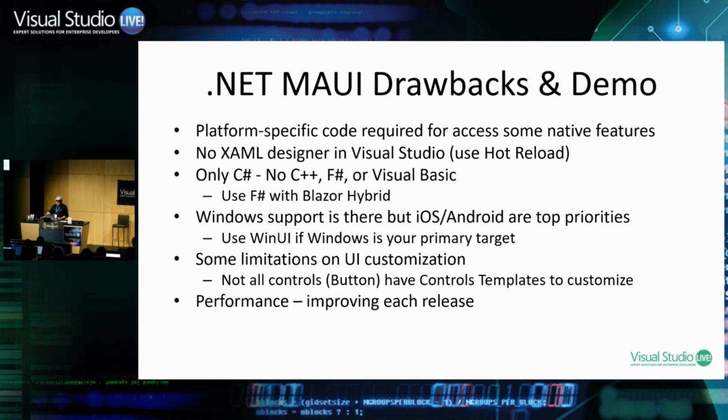And the performance, that's improving with every release. And with .NET 9, there'll be a huge improvement with AOT, ahead of time compiling. But with things like interop, the native is always the fastest way to go.